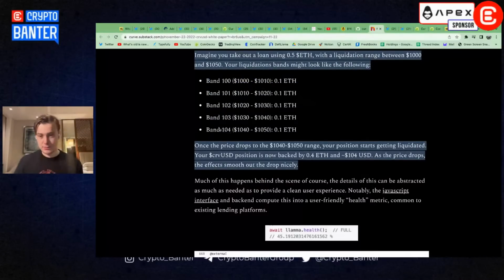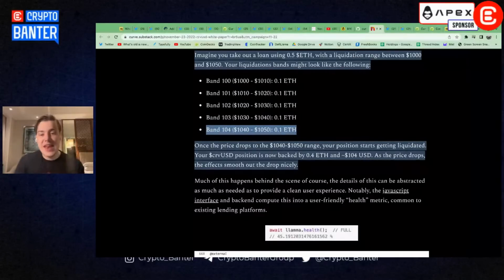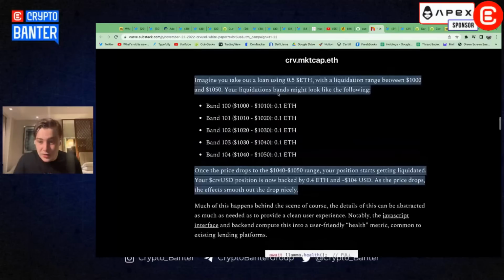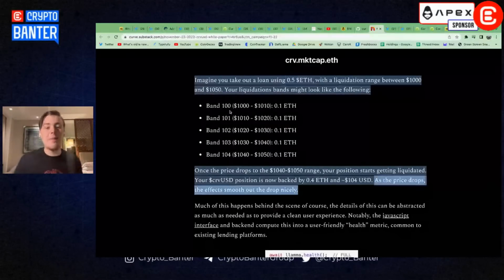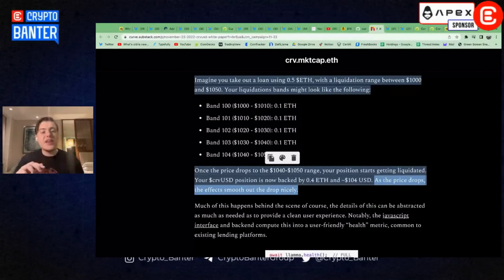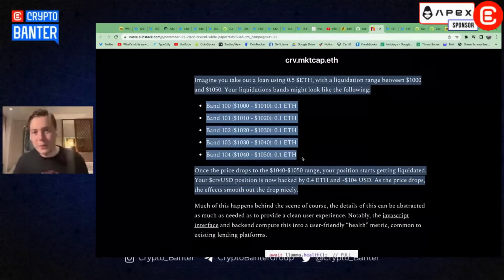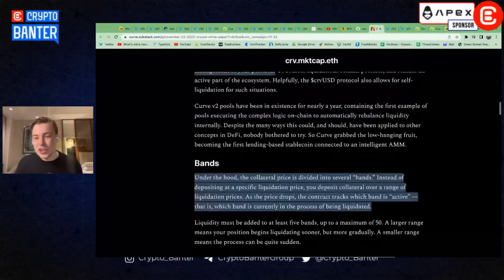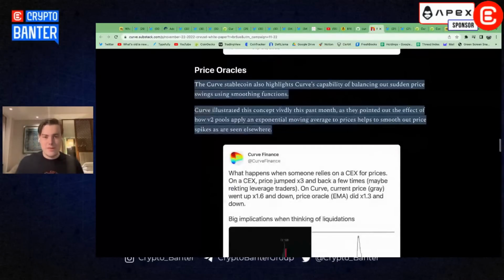Once it hits a certain band, your position will start to get liquidated, but your Curve USD position is now backed by 0.4 ETH and 104 USD, because that's the difference between 0.4 and 0.5 Ethereum, which is the loan that you've taken out. So as the price drops, the effects smooth out the drop nicely because you're continuously getting backed by a small percentage of your position, and then it's smoothing out across 5 different bands. And this is the very unique part about this stablecoin. It's essentially risk management using LLAMMA. It's very, very unique.